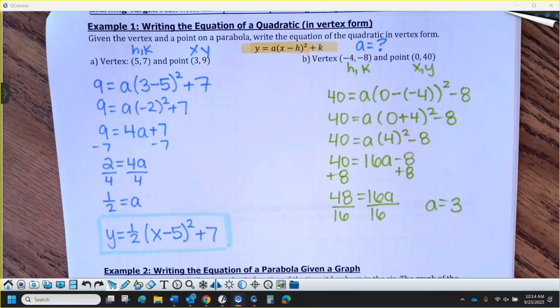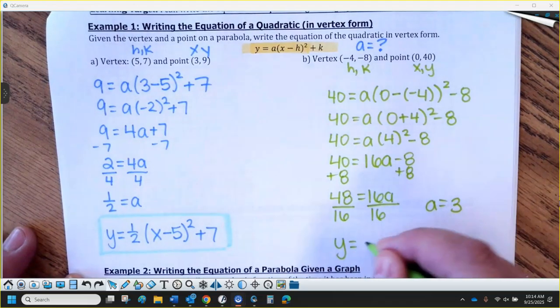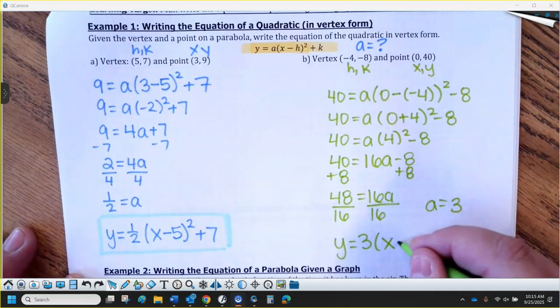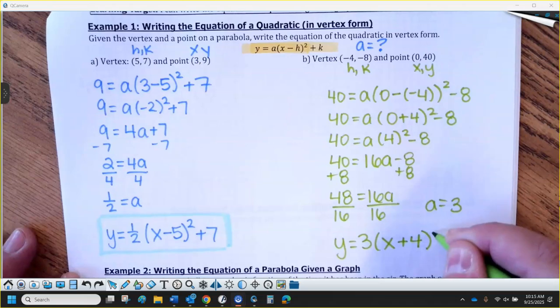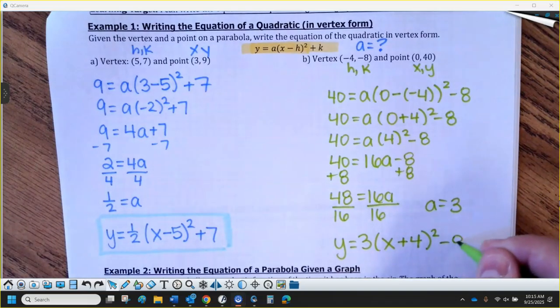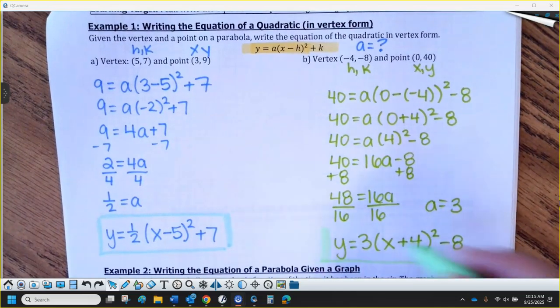Now, that's not my answer. I have to take and rewrite the actual equation. So it should start out with y equals, I know a is 3, then in parentheses, x minus the x coordinate of the vertex, but it's actually minus a negative, so it actually looks like a plus when you write the formula if your x coordinate's negative. And that whole little set of parentheses is squared, and then you just have the negative 8 on the outside, and that is our actual answer to the question.